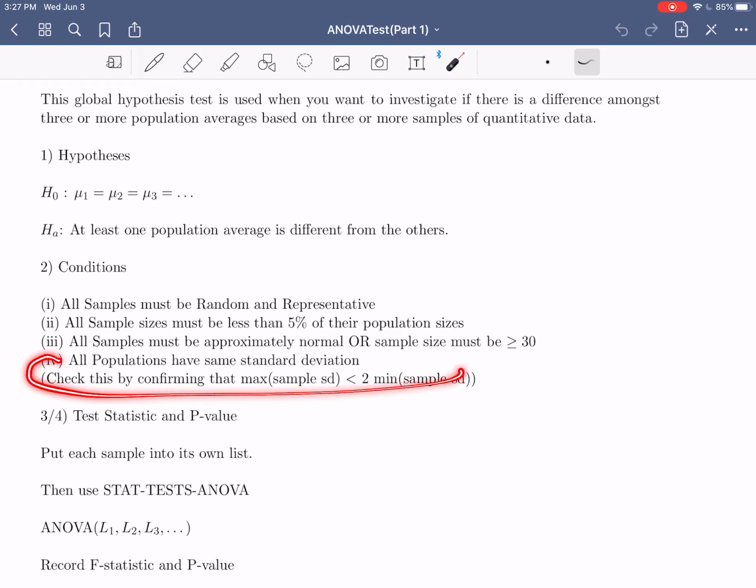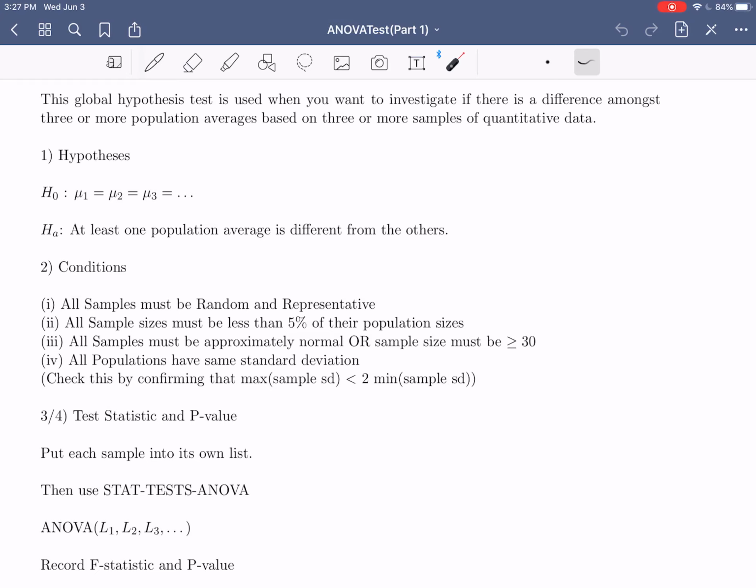Now, condition 4 is sort of an interesting condition. Condition 4 says that all populations have the same standard deviation. Now, this is a very easy condition to state, but if you think about it, it's a very hard one to confirm because to confirm it in reality, you'd have to know the population standard deviation. Yet, whenever we're working with data, we know that we only have a sample, not a full population. So we don't get to know what the population standard deviation is. So we have sort of a way of checking that this 4th condition is reasonable.